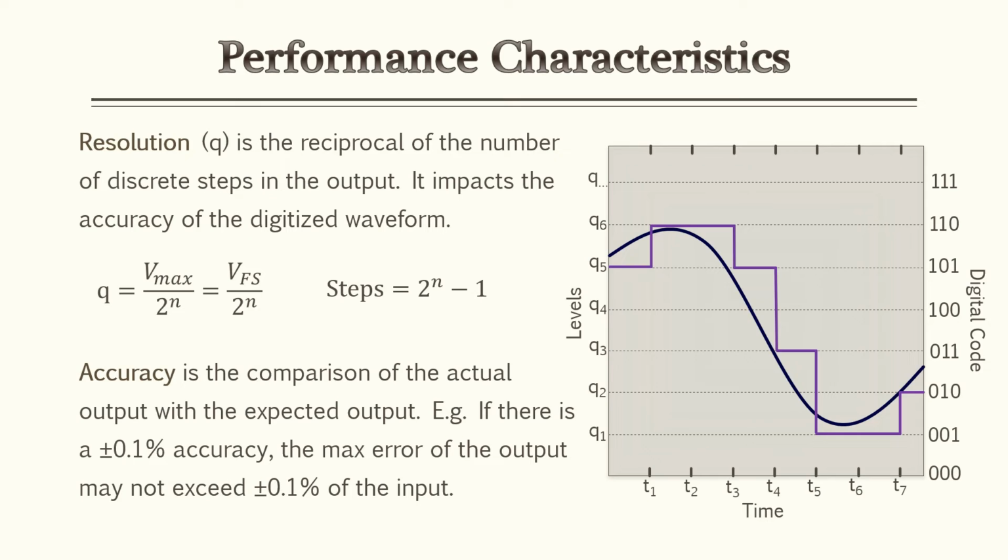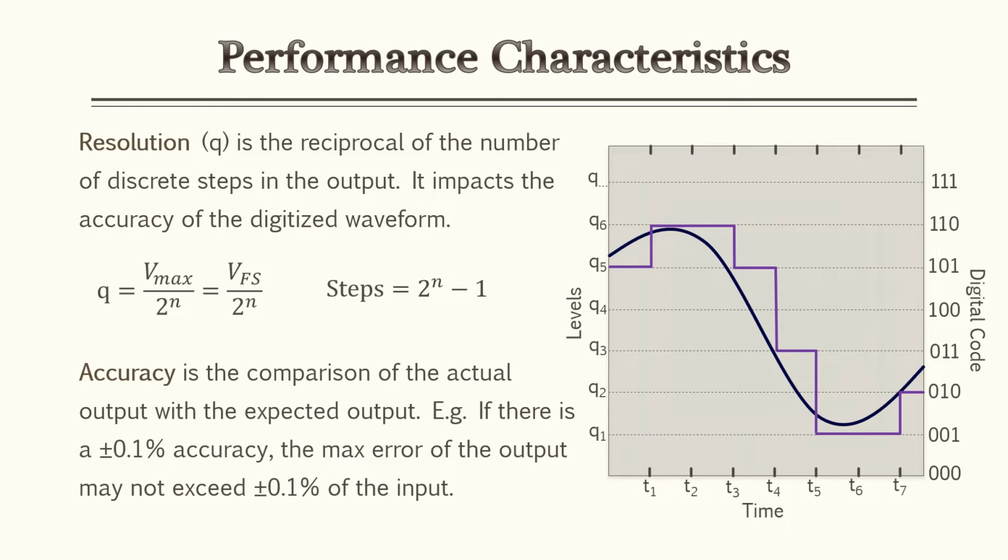Now that we went over common converters, we can start going over the performance characteristics. The first one we'll go over is the resolution. The resolution is the reciprocal of the number of discrete steps in the output. Basically, your resolution impacts the accuracy of your digital waveform. Think of resolution as the clarity of your television. The higher the resolution, the clearer or more accurate your picture, your output is. Same thing here. And we also provide an equation associated with resolution. It would be your max voltage divided by the number of bits used.